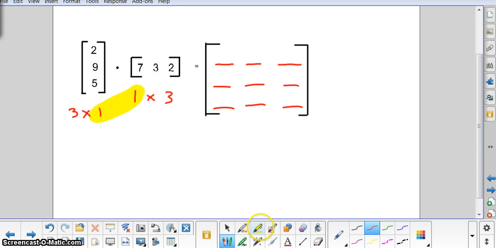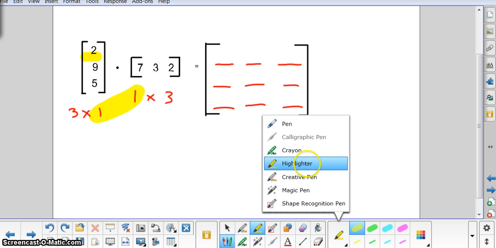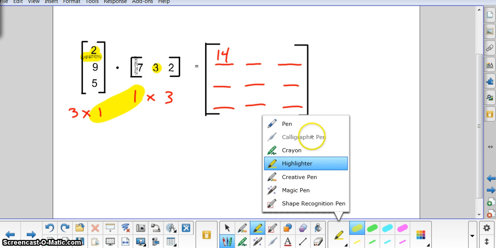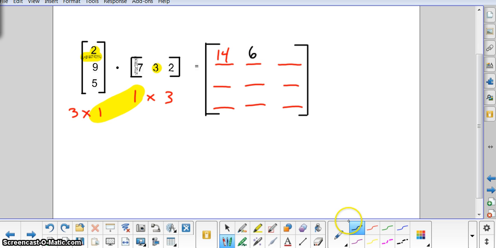Let's see how this looks. In order to get first row, first column, I'm going to multiply row 1 by column 1. So 2 times 7, I put my answer there as 14. If I want to know what row 1 column 2 is, I'm going to do row 1 by column 2. Put my answer there as a 6. And let's see, row 1 column 3, I'm going to do row 1 by column 3, and that becomes a 4. And ultimately you can find out any spot you want.